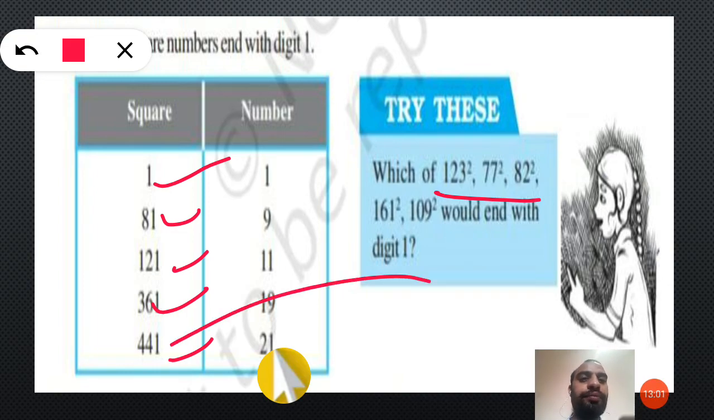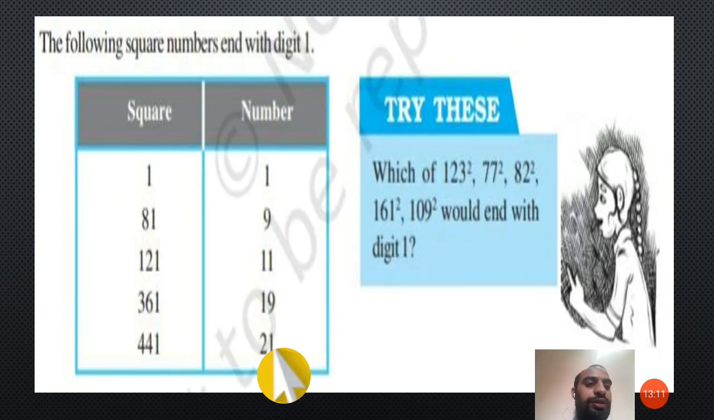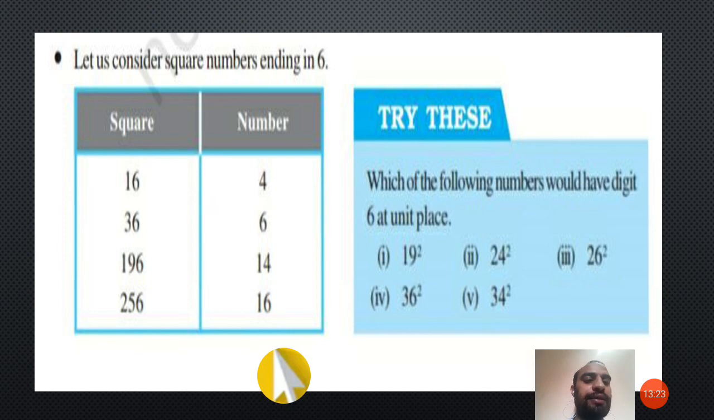After understanding this, we have the next one. How many numbers end with 6? Just find this in the table and try to solve these questions. This way you will get the right answer when it is directly asked: find how many numbers have unit place 1, and how many numbers have unit place 6 after squaring. You can now solve directly by comparing with the table.